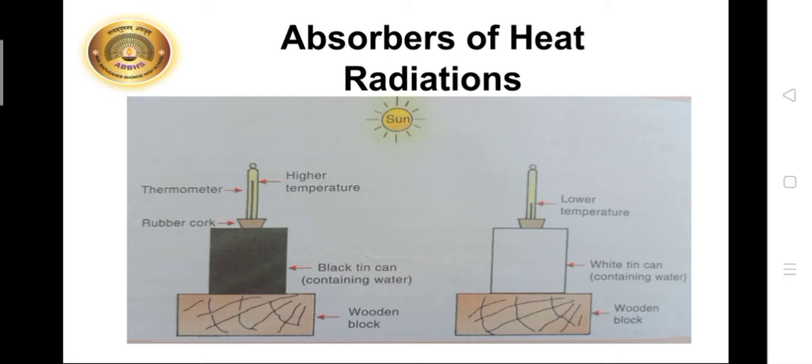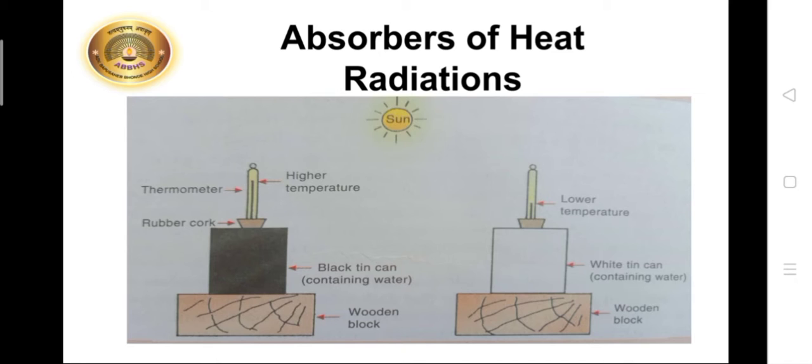Take a black painted tin can and a white tin can of the same size. Pour equal amounts of water in both tin cans and fix thermometers in them with the help of rubber corks, as you can see in this picture. The initial temperature of water in both the tin cans are noted. Their initial temperatures will be exactly equal. Place both the tin cans in bright sunshine for 2 hours.